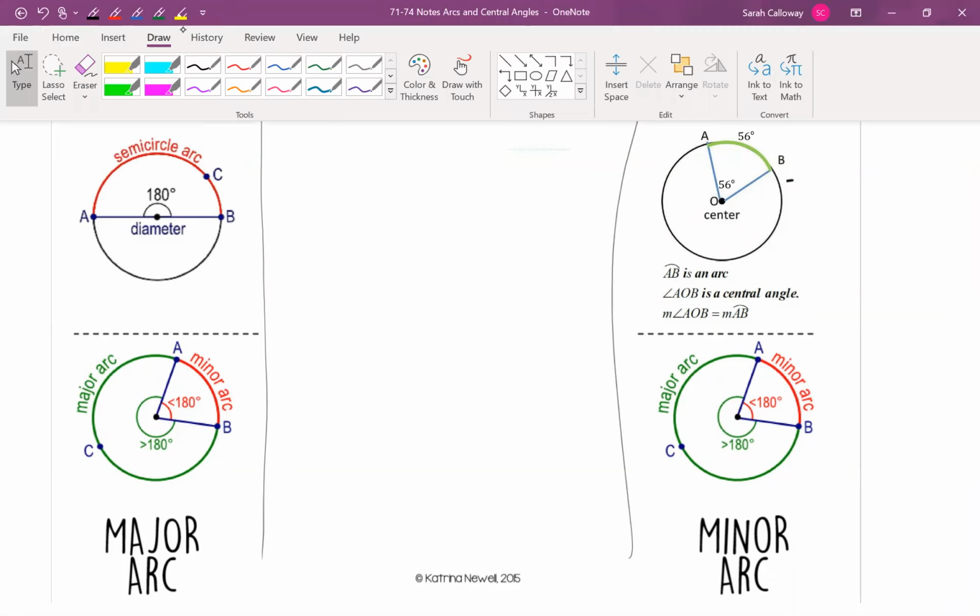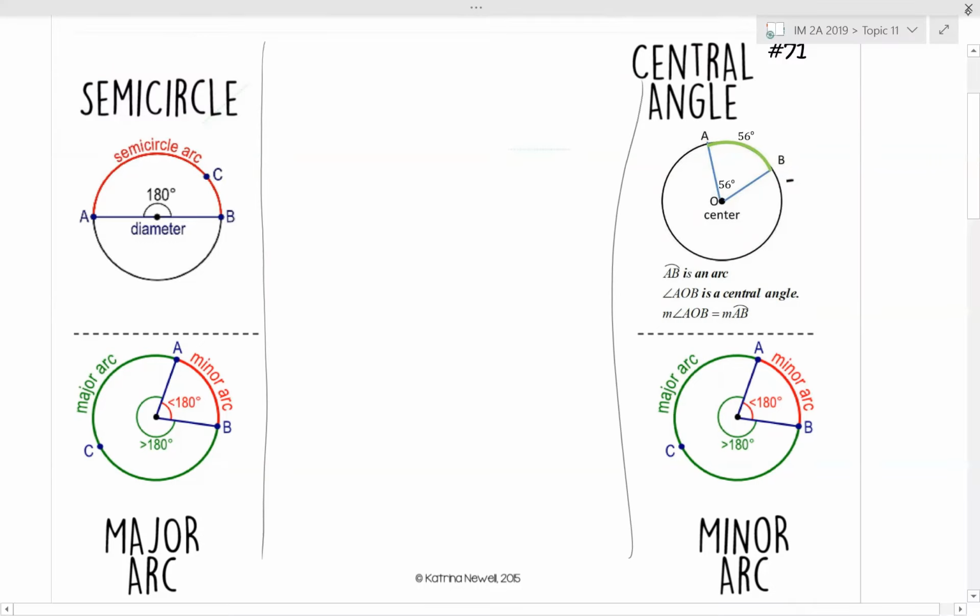double-sided, they will. So the first thing we're going to talk about is central angle. A central angle is an angle inside of a circle. This is an example of a central angle. So angle AOB is a central angle. Arc AB is an arc. That curved line is an arc. Notice that they both have the same degree measure. Those both are 56 degrees. So the measures of them are equal.